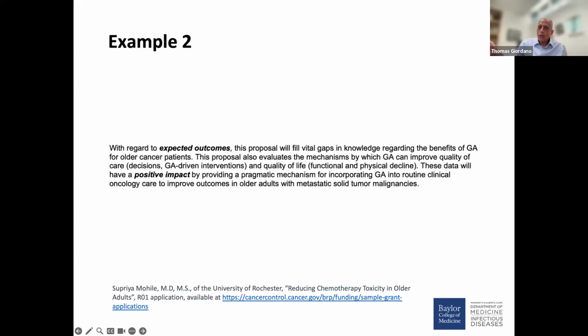With regard to expected outcomes, you want to say what you think you're going to find. The proposal will fill gaps in knowledge regarding the benefits of GA for older cancer patients. It evaluates mechanism. So this is their hedge, that even if we don't find the result we think we're going to find, that this intervention makes a difference, it's going to evaluate the mechanisms by which the outcomes occur. And that's a critical finding for the field, even if this intervention doesn't work. And it'll have a positive impact. So that's the second example.